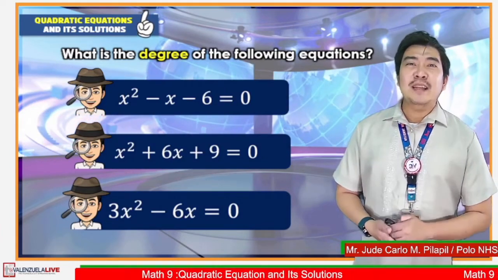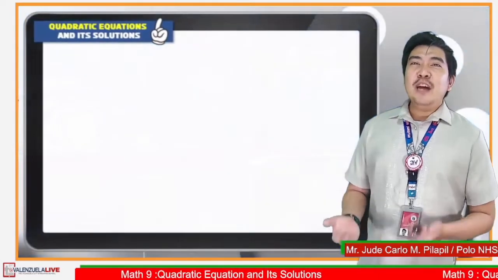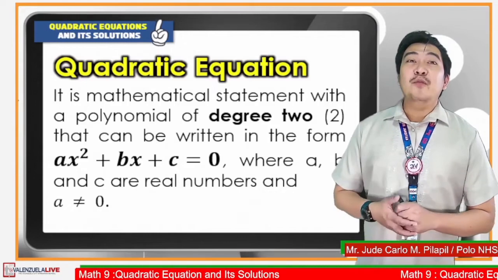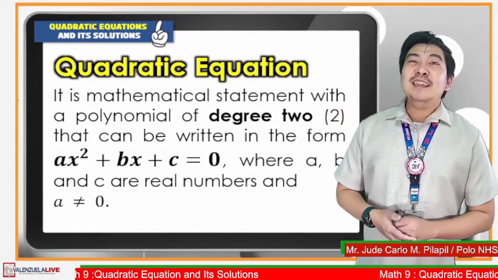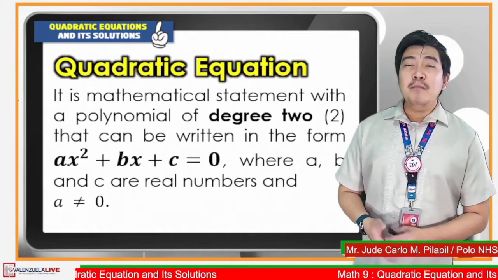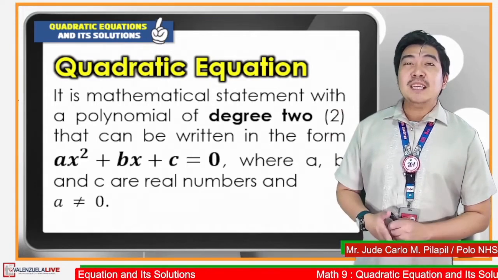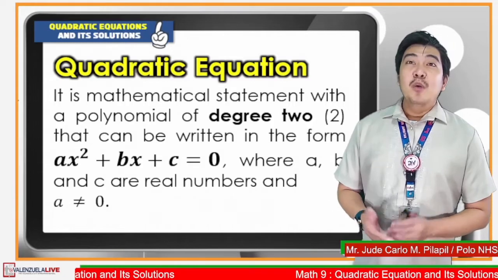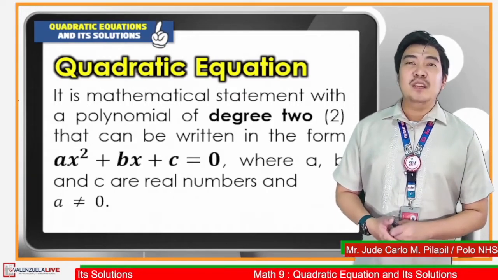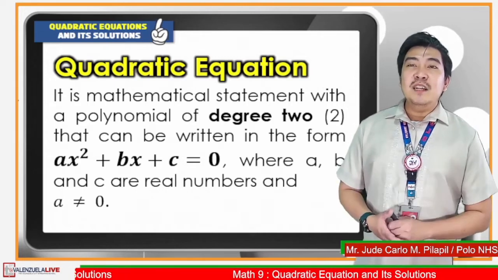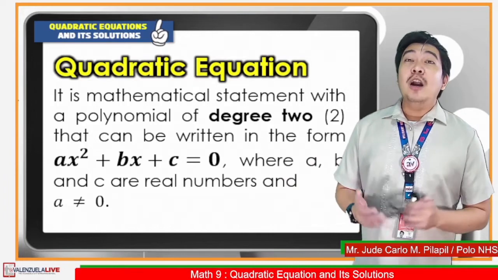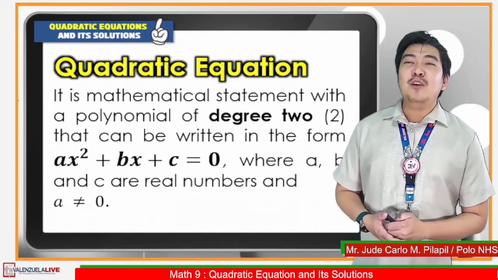Let us find out. A quadratic equation is a mathematical statement with a polynomial of degree 2, meaning that the highest exponent should be 2. And it can be written in the form ax squared plus bx plus c is equal to 0, where a, b, and c are real numbers and a should not be equal to 0. This is the reason why those examples presented in the previous slide are all examples of quadratic equations.